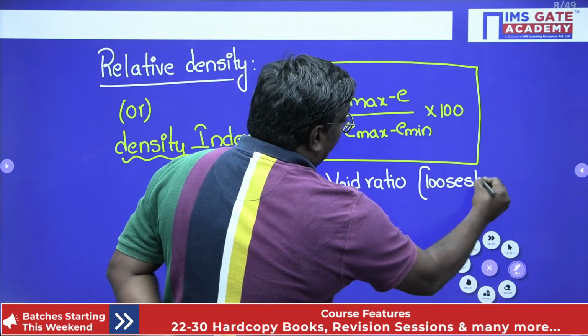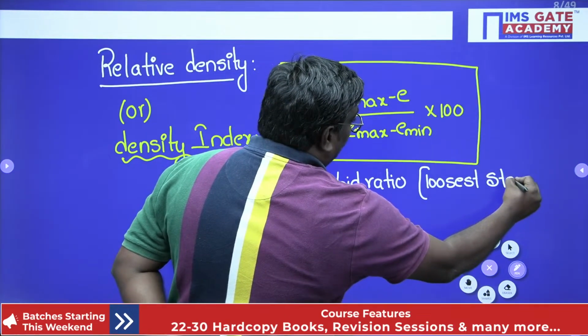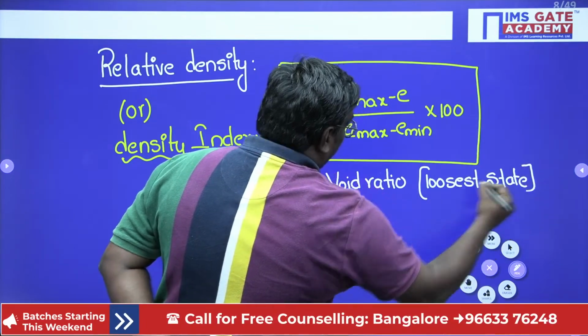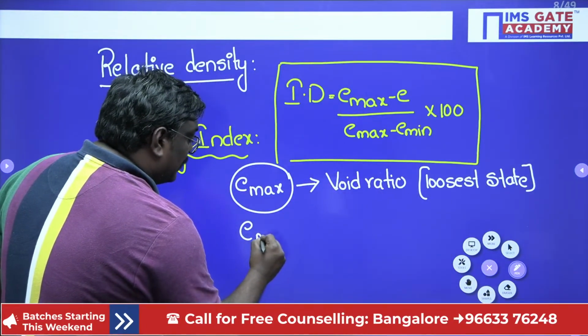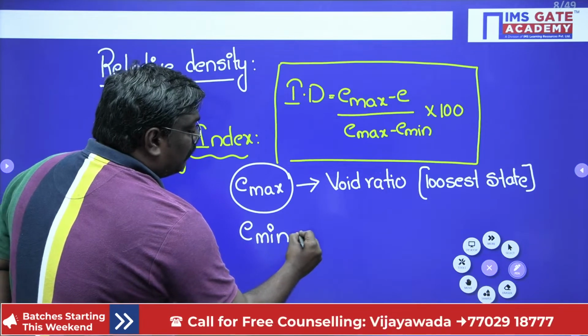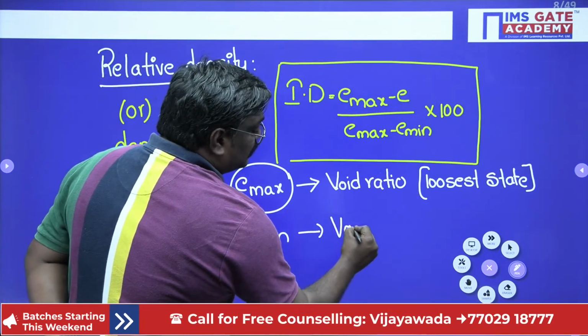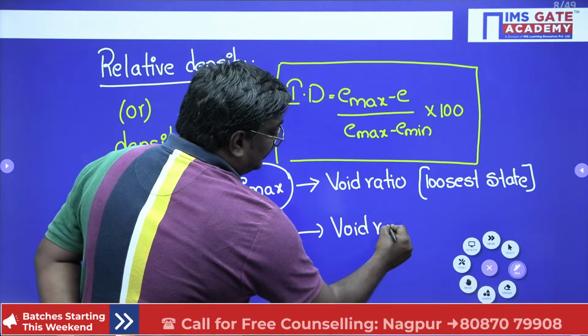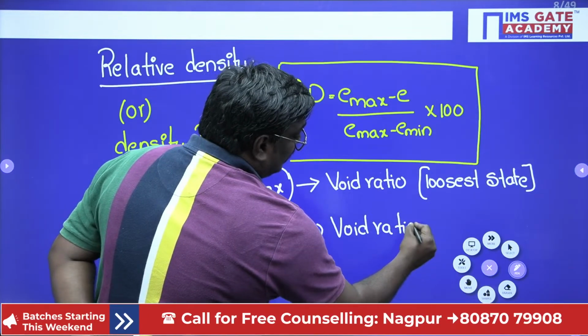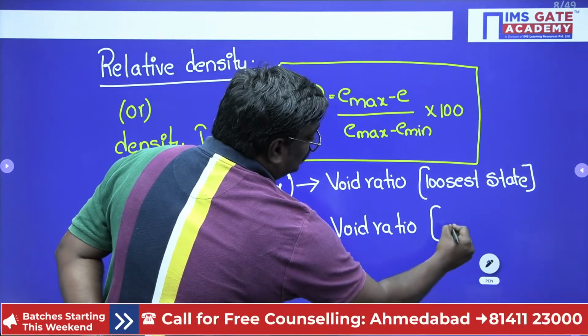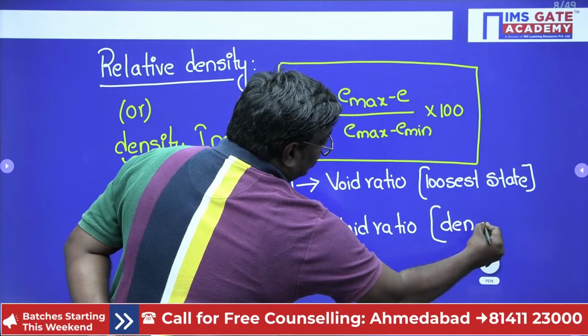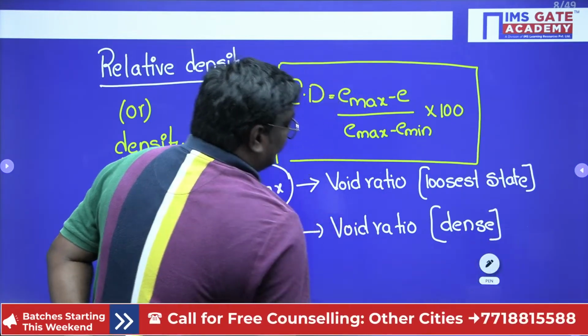Now my dear students, when I talk about E minimum, what do you mean by E minimum? E minimum is nothing but the minimum void ratio. So the void ratio will be minimum in case of what, my dear students? In case of dense state, the void ratio will be minimum.